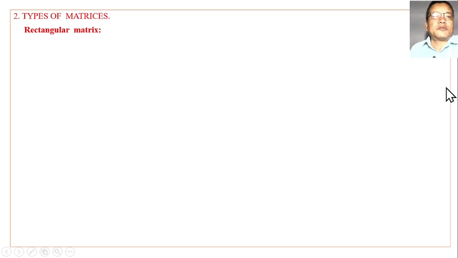Types of matrices. Rectangular matrix: any m by n matrix is called a rectangular matrix.